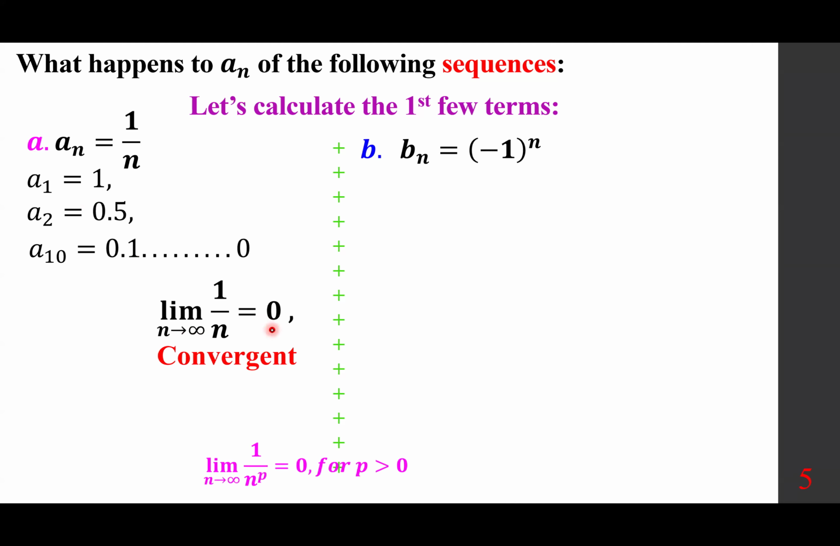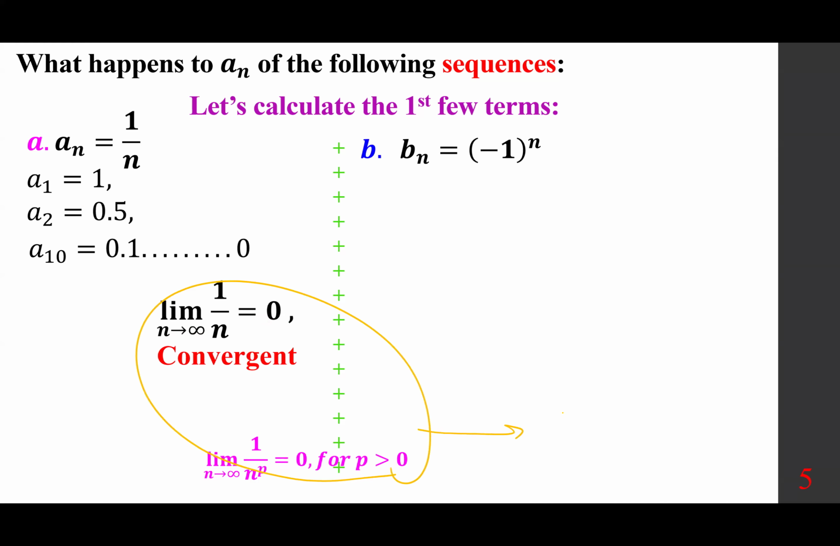And it converges. In fact, we remember this theorem: the limit of 1 over n to the power of p as n approaches infinity is 0 for p being positive. So if you compare these two, n to what power? So p equals 1 for the 1 over n. For 1 over n, the value of p, the exponent, is 1.